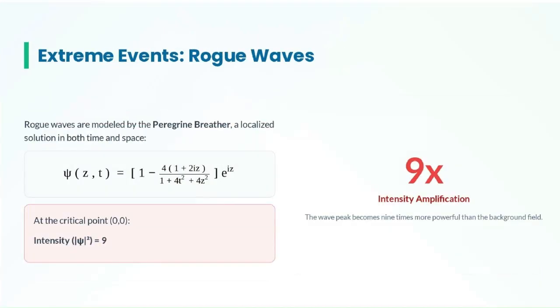The same nonlinear equation can also describe extreme wave events known as rogue waves. As shown on the slide, the Peregrine soliton predicts that wave intensity can suddenly become dramatically larger than the surrounding background. At the center of the solution, the intensity becomes 9 times larger than the background wave intensity. This explains how unexpectedly large waves can suddenly emerge in the ocean.